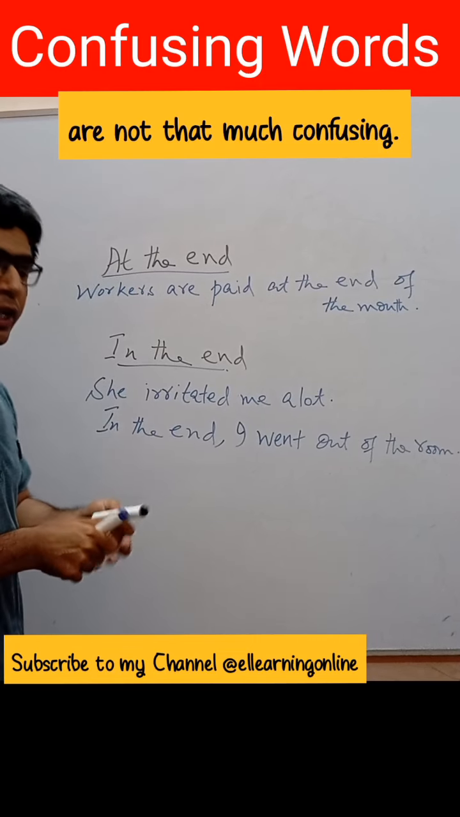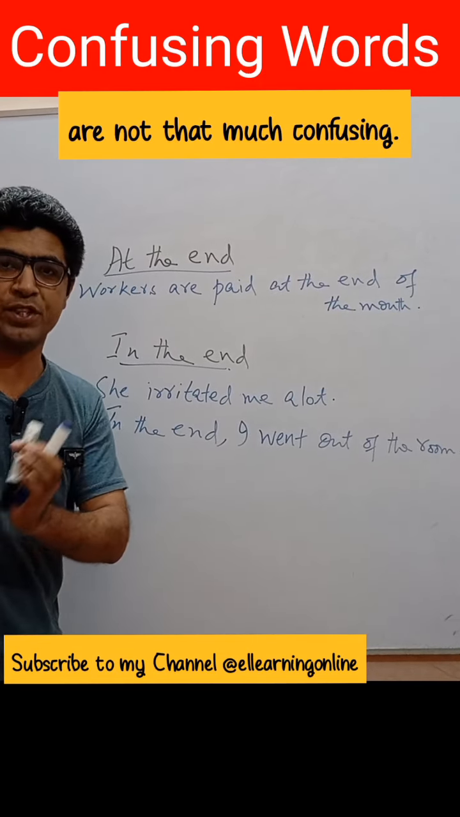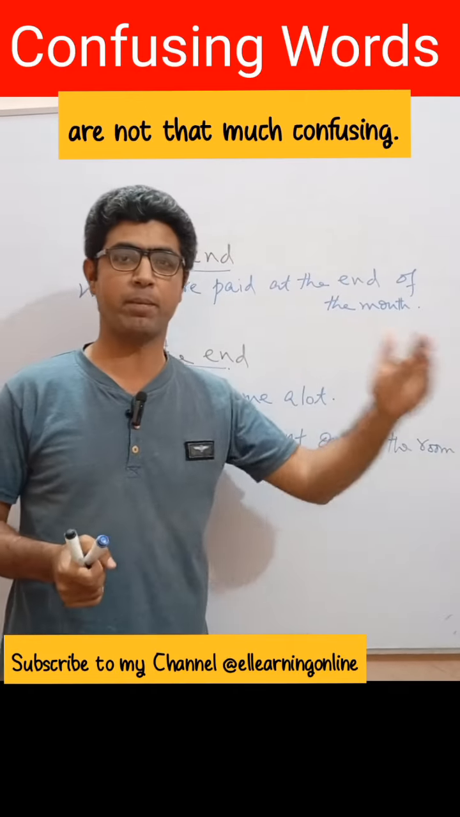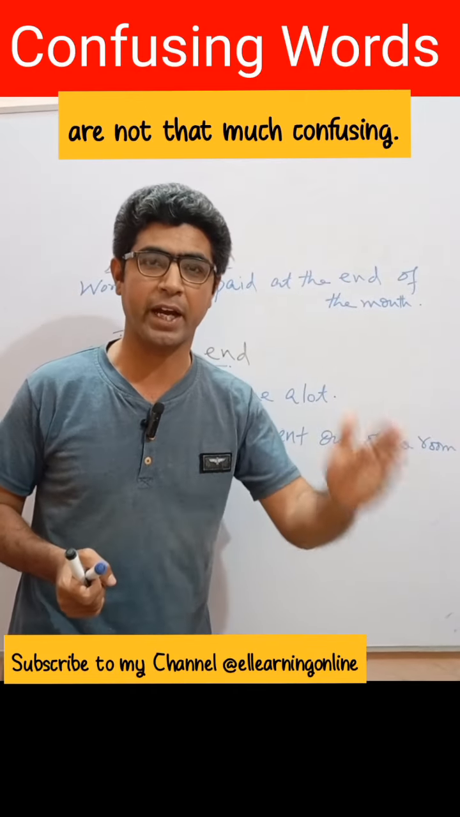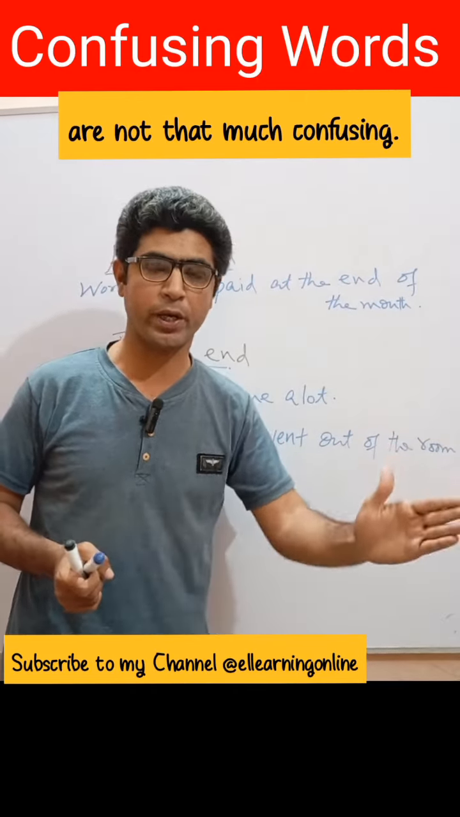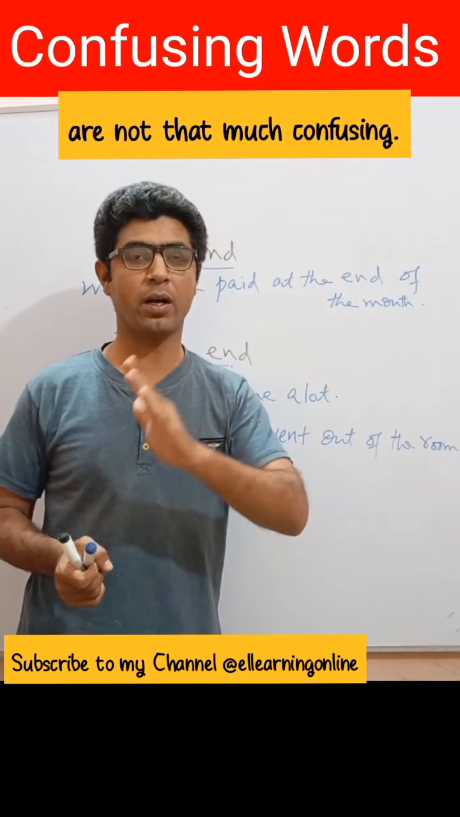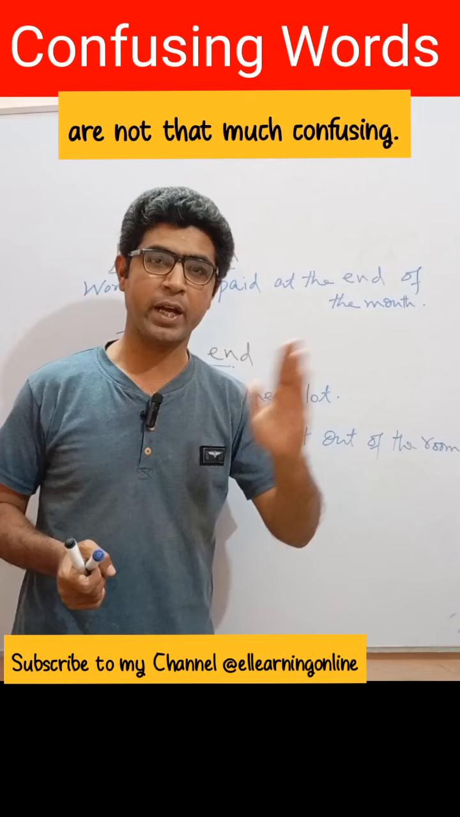At the end का मतलब होता है when something ends. जब भी कोई चीज़ खत्म हो. For example, when you say at the end of the month, it means कि when the month ends. At the end of January, when January ends. At the end of movie, it means when a movie ends.